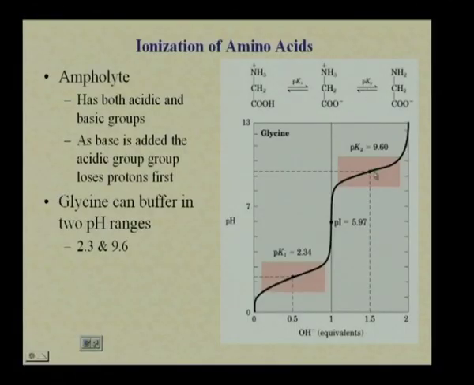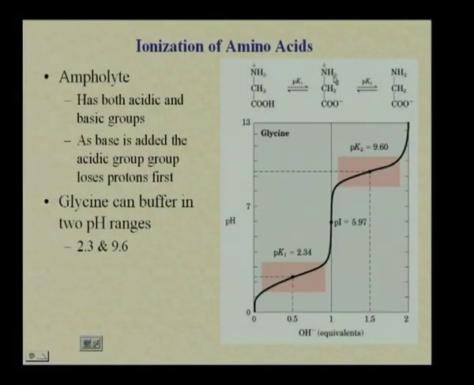Is that clear? Now if I keep on adding OH minus, I will just be increasing the pH because I now have just OH minus in solution and this. Is that clear? So, this would be the titration of glycine. You would have two inflection points, the first corresponding to the carboxylic acid proton, the second to the amine proton, right.